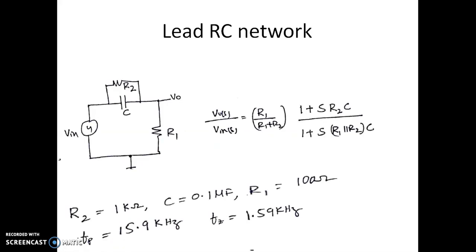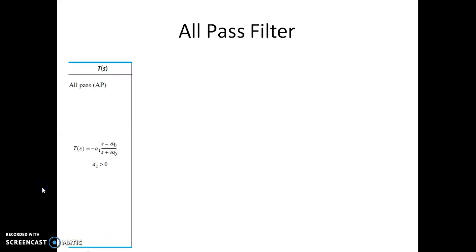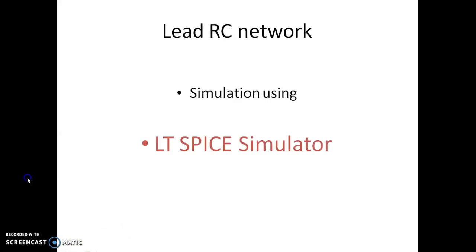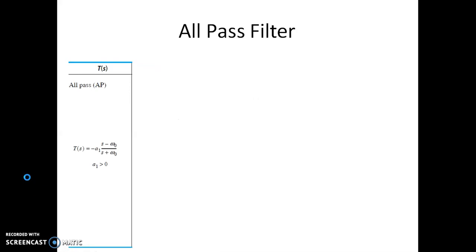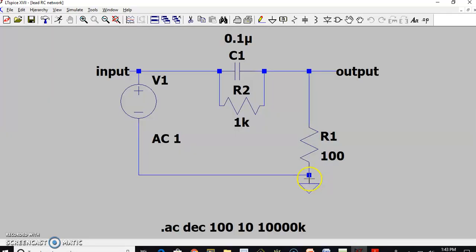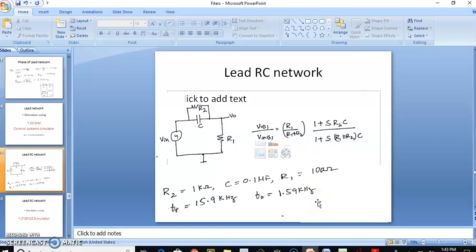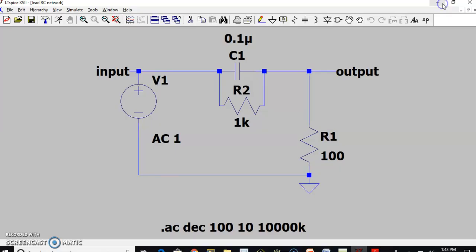So let us see the LTspice simulation of the same thing. So we'll go to LTspice. This is the same circuit which we showed just back. Now this is the circuit, and the same thing is realized in this LTspice. So this R2 and C1 will decide what is the 0 position, and of course R1 parallel with R2 will decide what is the pole position along with the value of C.